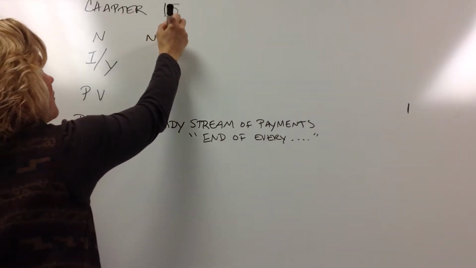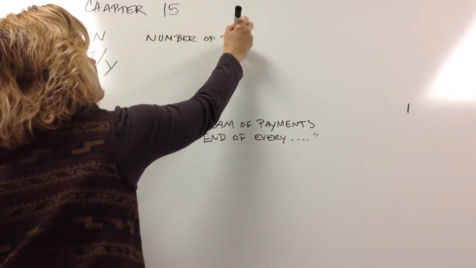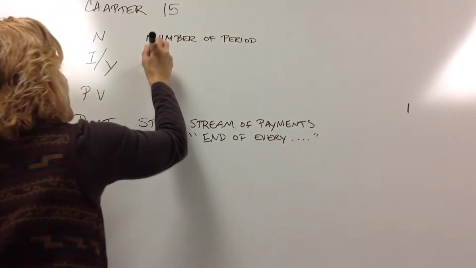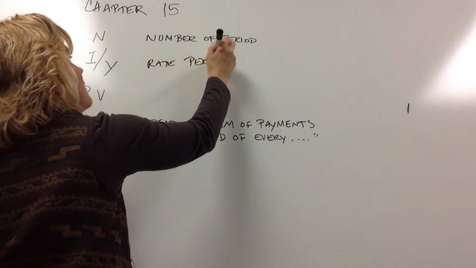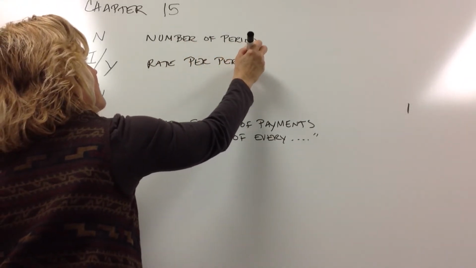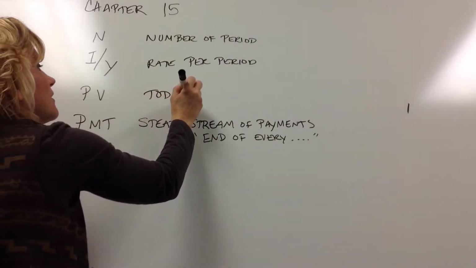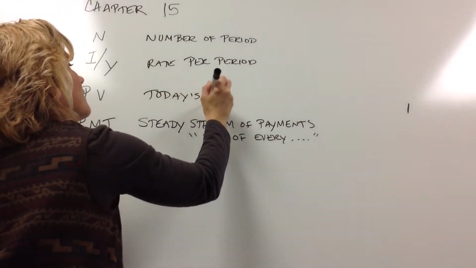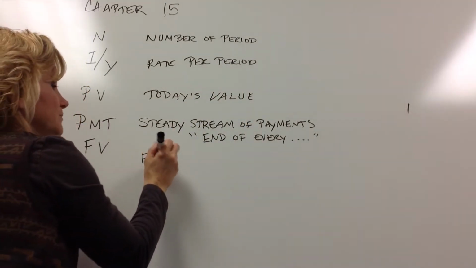This is still our number of compounding periods. This is still our rate per period. This is our present value or today's value. And then this is our future value.